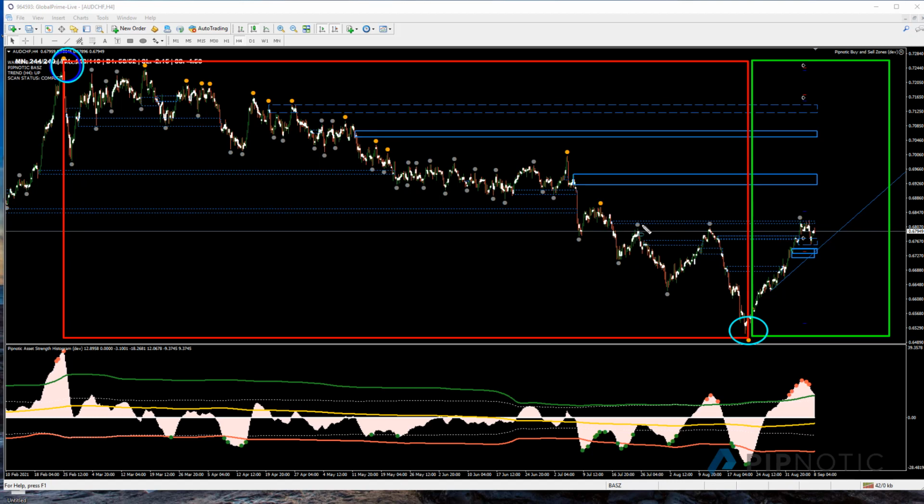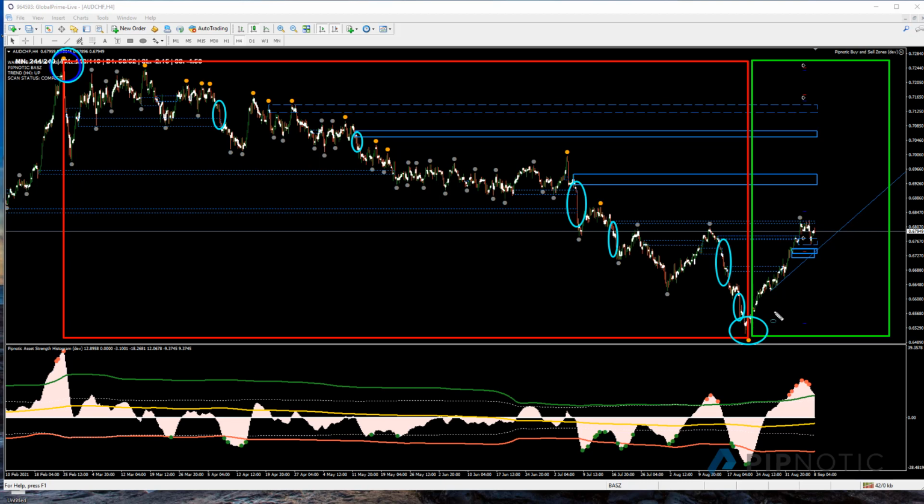Once you see these and then you see price leave, and I'll draw a couple of examples of these. We have one here. We have one here, and not all of these are relevant anymore. We have this one here. We have this one here. We have this one here, and this one here.